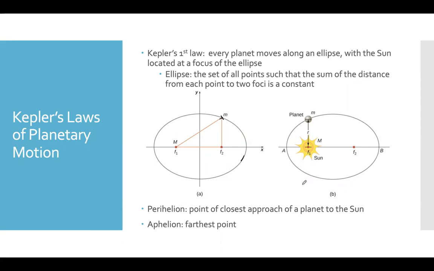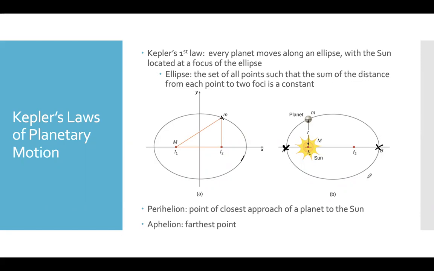Now, let's look at these 2 terms. We have the perihelion and the aphelion. The perihelion is the point of closest approach of a planet to the sun. So that would be at this point here, point A. Then the aphelion is going to be the farthest point of that planet from the sun. So that would be way over here, closer to that other focus.